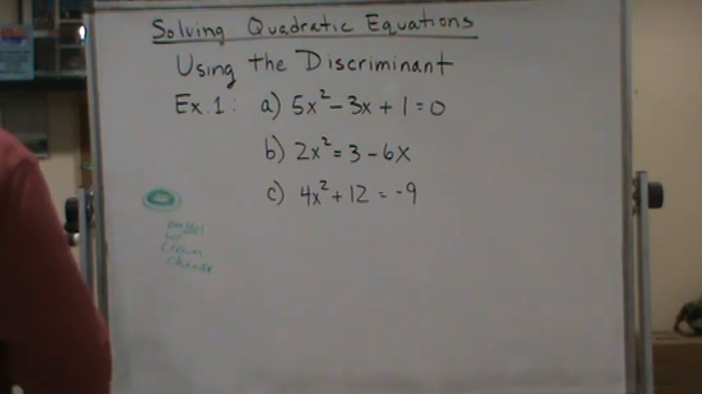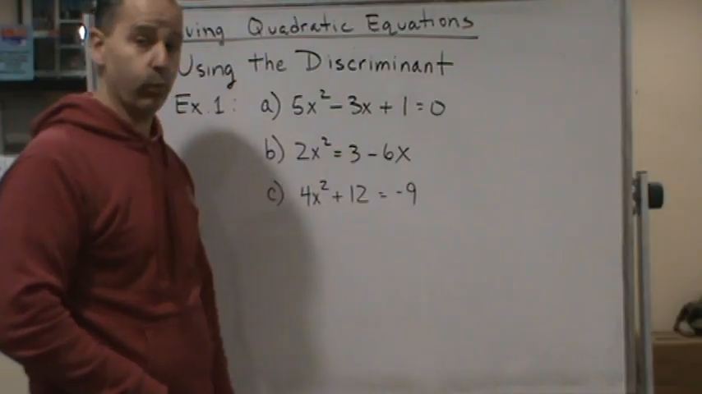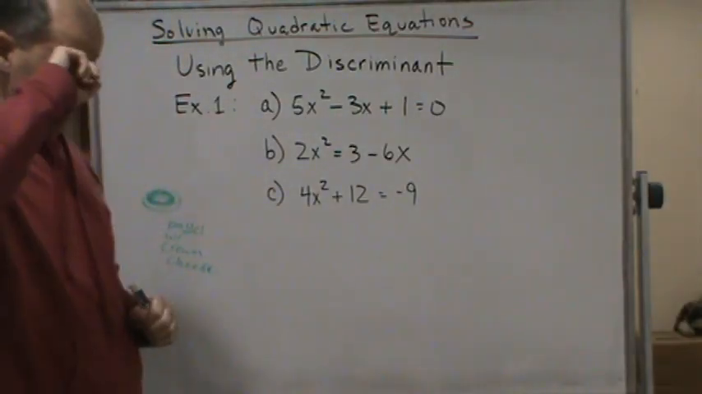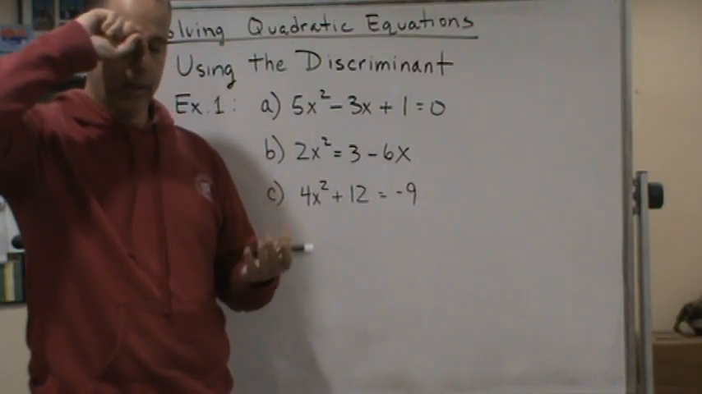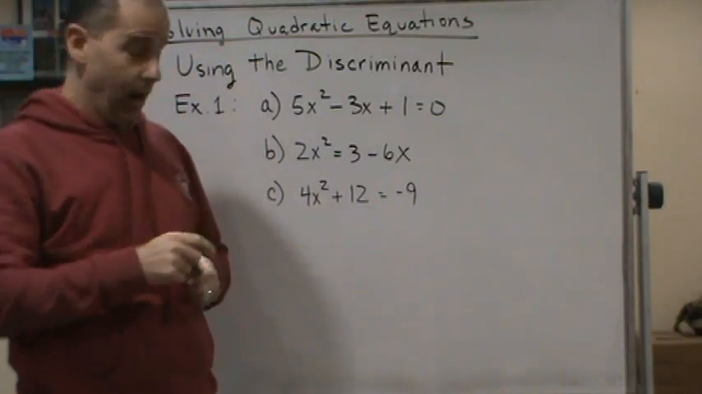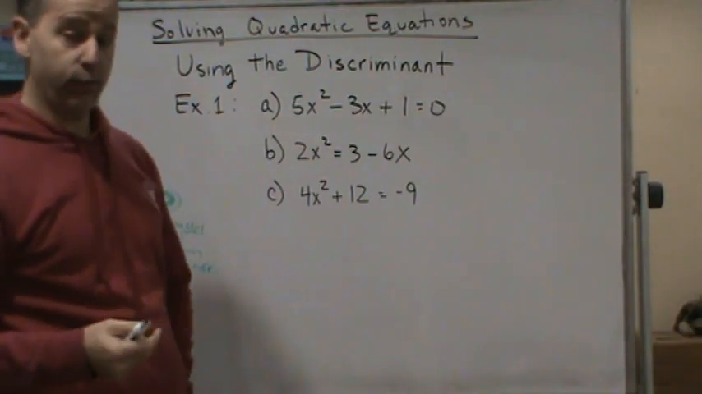All right, so now let's do some examples. With these three, we're going to use the discriminant to tell us how many solutions there are and what kind of solutions they are. Okay, so the first thing we need to do is get them into standard form.